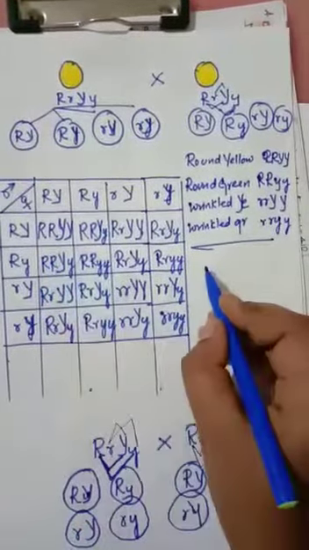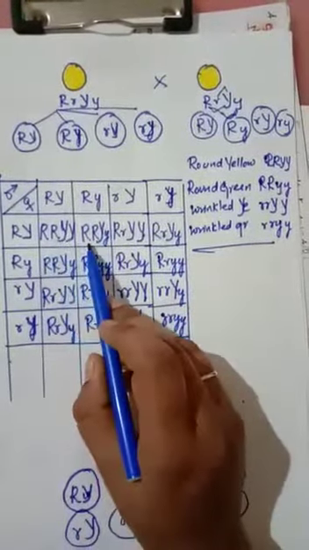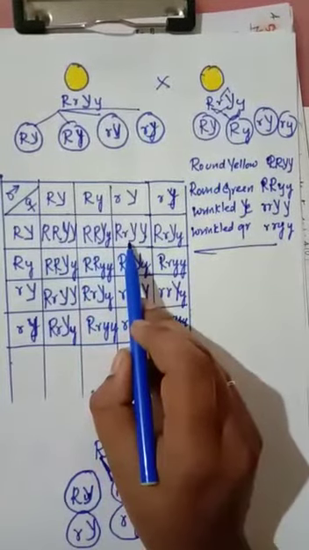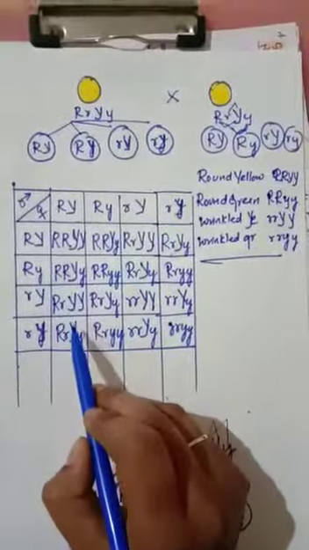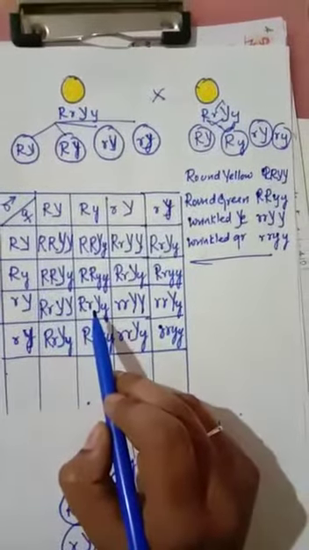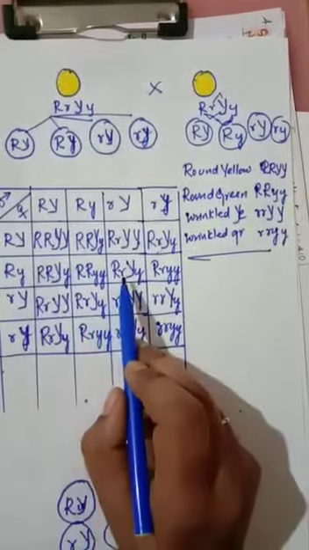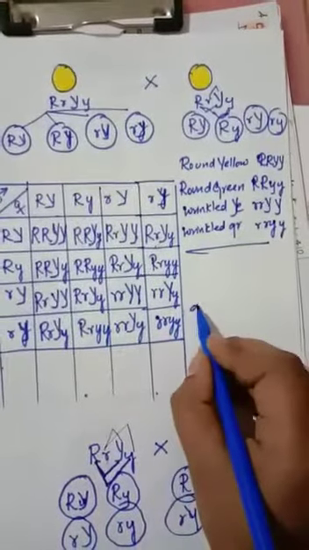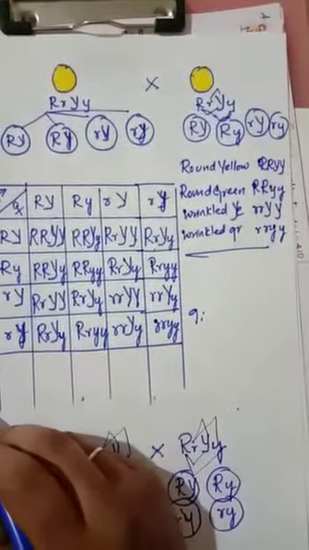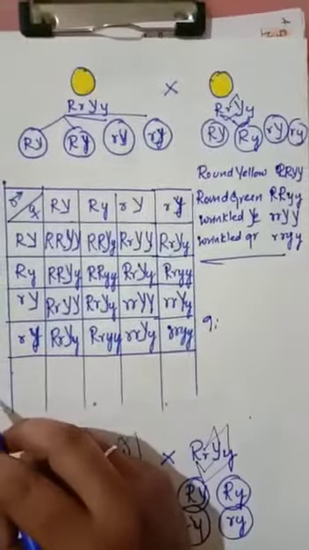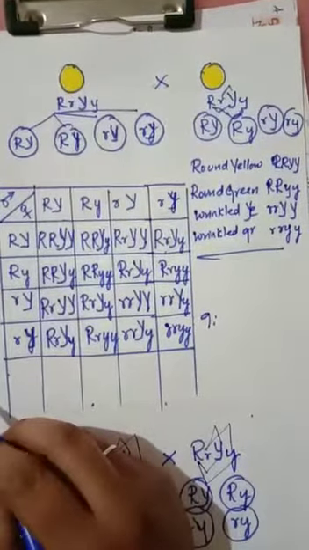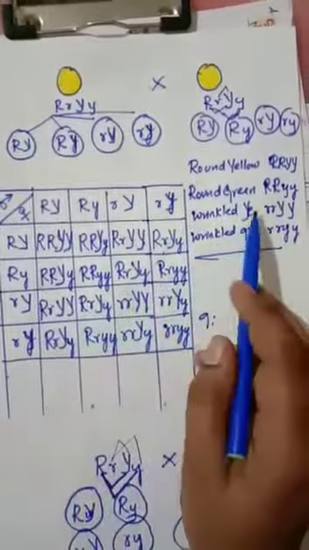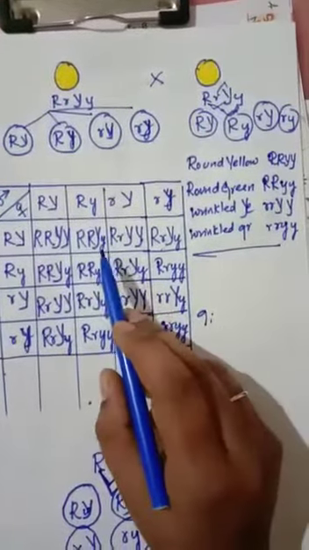So first one, we got round yellow. Here is also round yellow. 3 round yellow, 4, 5, 6, 7, 8 and 9. So 9 round yellow we got, right? I am writing the phenotypic ratio of the dihybrid cross.